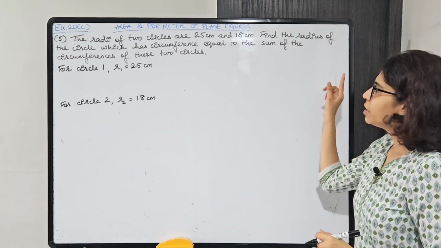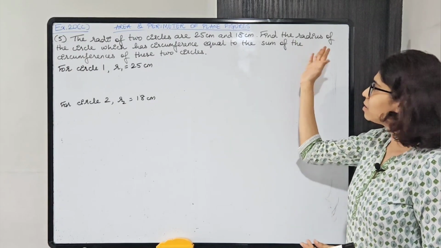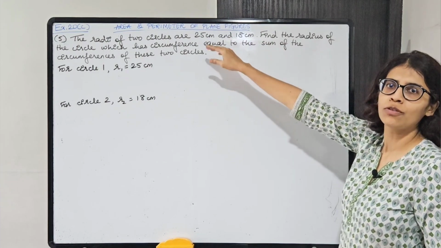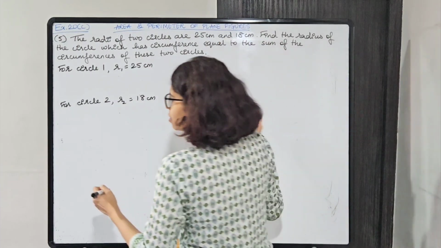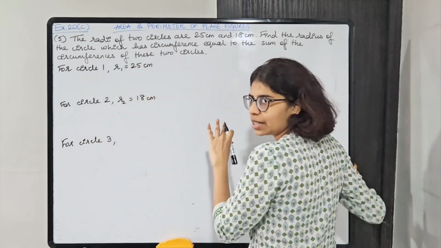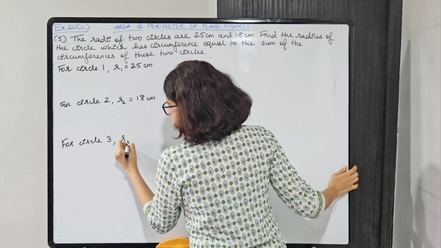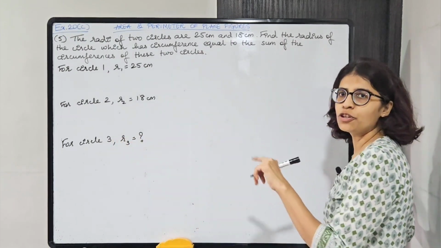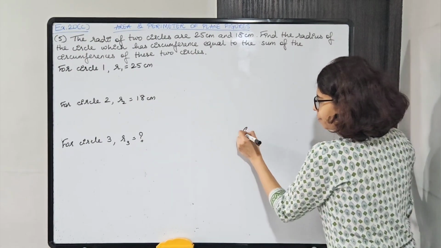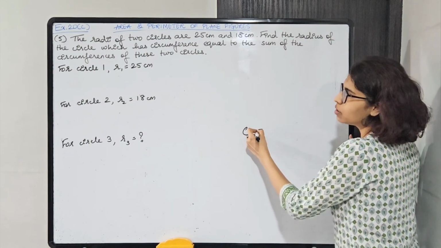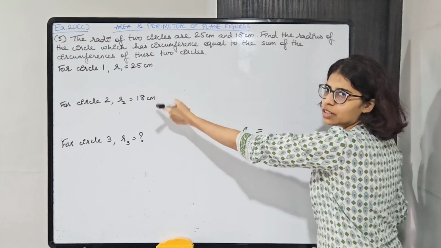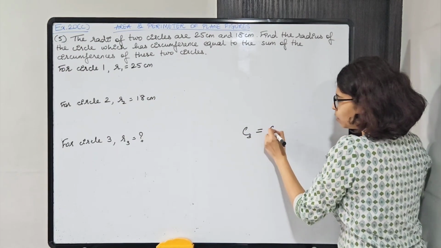Now you need to find out the radius of the third circle. There is another circle which has circumference equal to the sum of the circumferences of these two circles. So there is a third circle whose radius is not known. So you need to find out the radius, but you are told that the circumference of this third circle is equal to the sum of the circumferences of circle 1 and circle 2. So it is equal to C1 plus C2.